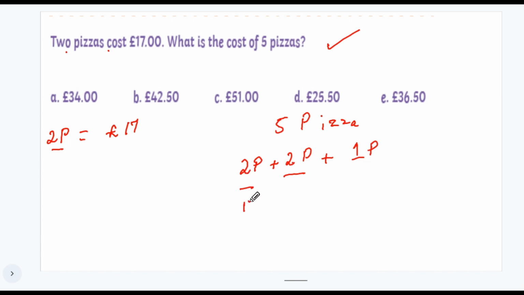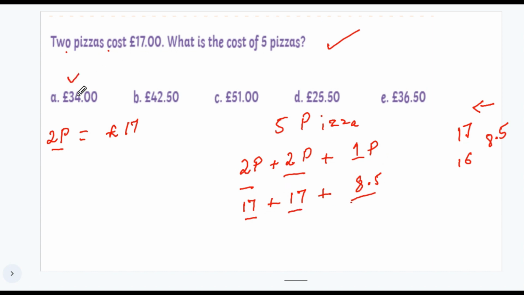So 2 pizzas cost 17 plus half of 17, and half of 17 is 8.5. How did I find it? I just went one number back, that is 16. 2 times 8 is 16 and then I added 0.5 to this. This is a short way. We can do it some other day. Right now just focus over here. So this means I have 17 plus 17 plus 8.5.